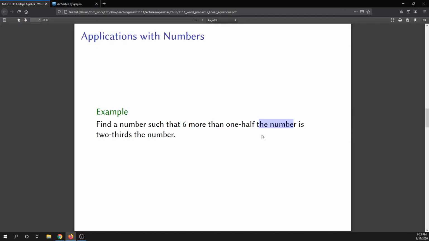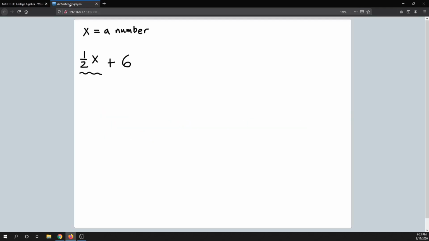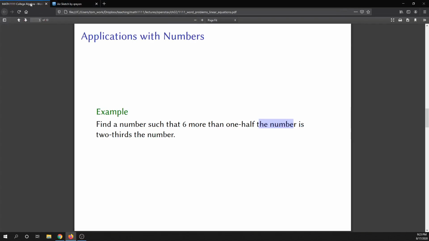A lot of times people will say, well, what's the number? And they'll say, well, I don't know what the number is. And they're exactly right. At this point, we don't know the number. The thing is, you've got to remember that we don't know what the number is, but we have a little symbol that represents the number. And so that's what should go in here.